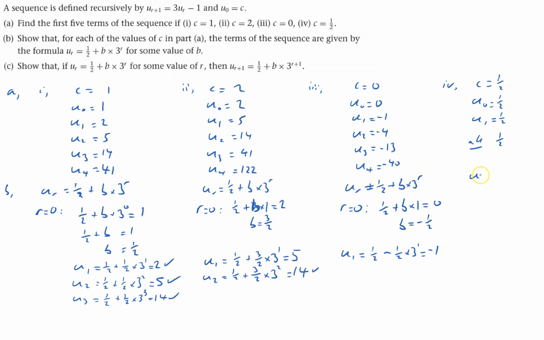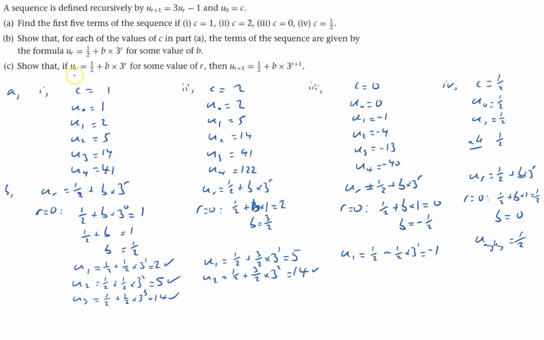And finally, UR equals a half plus b times 3 to the r. So r equals 0. That'll be a half plus b times 1 equals a half. Therefore b equals 0. And that means always U to the anything equals a half. Good. The final bit I will do, show this bit it's true.